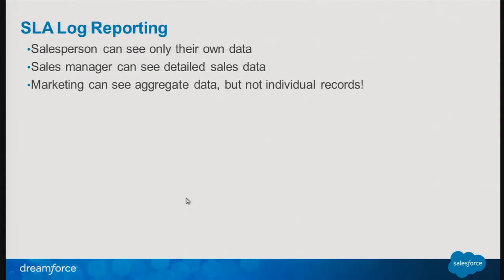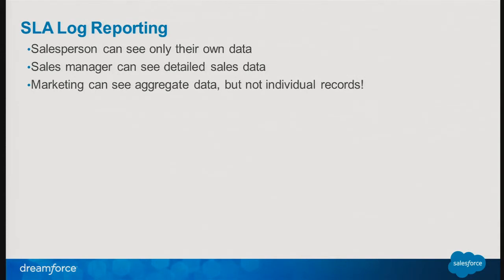Now, in terms of the requirements, think about it. We want salespeople to see their own data. We would want a sales manager to see the detailed sales data for their team, but we would not want marketing to see individual records. We want marketing to only see aggregate data. Now, why would this be? Because in Dilbert's organization, marketing and sales are enemies, right?